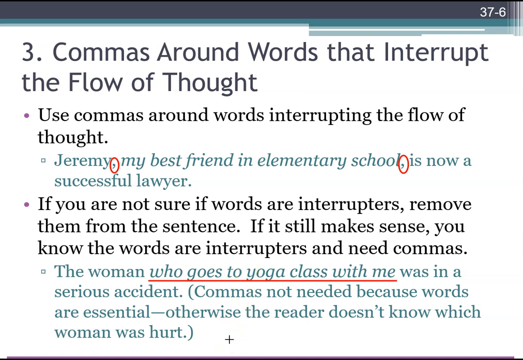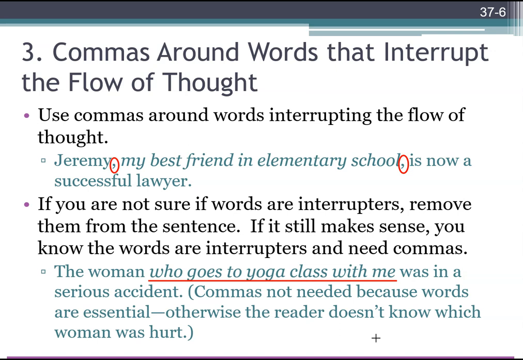Take a look at this example. The woman who goes to yoga class with me was in a serious accident. Now, this section right here, "who goes to yoga class with me," if we try to leave that out, we have, the woman was in a serious accident, and the problem is we do not know which woman is being referred to.